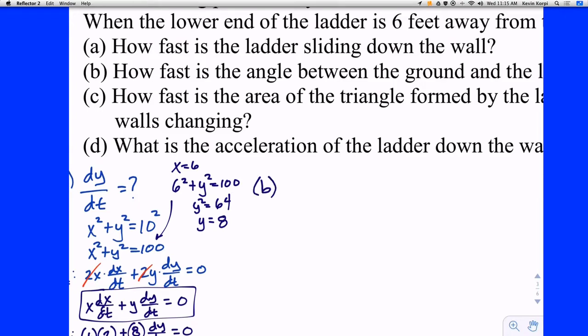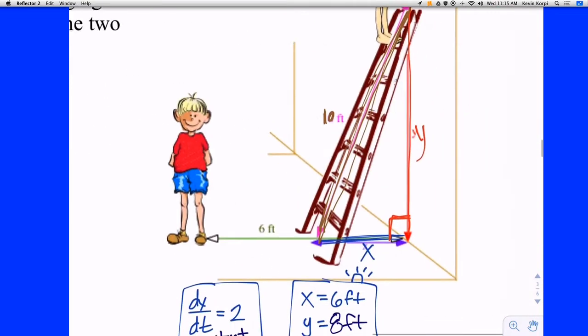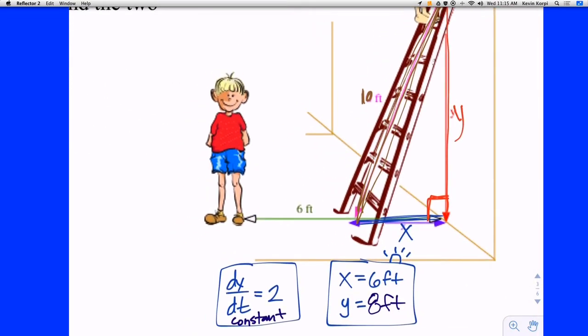How fast is the angle between the ground and the ladder changing? The angle between the ladder and the ground. Okay, that's this one here, right? Kind of important to identify the right one. What do you want to call that angle? It's changing, right? Is it getting bigger or smaller? It should be getting smaller, right? So its rate of change should be positive or negative? Negative. Okay, cool.